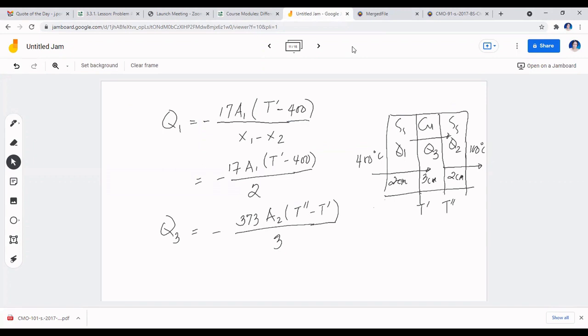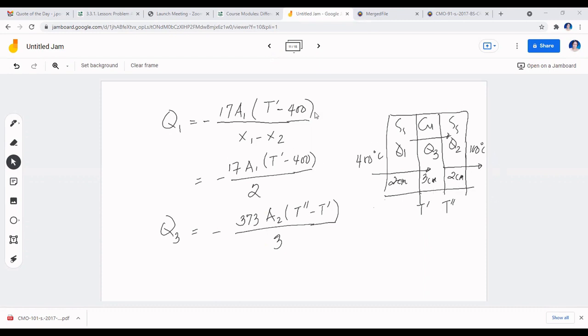Okay. So if it's that of copper, the next thing is copper here. If it's that of copper, we now use the thermal conductivity of copper, which is 373. The cross-sectional area, let's say A2. And then we have the temperature difference. So it would be now T double prime minus T prime. And this time we will use a thickness of 3 mm. Okay, that's for Q3.